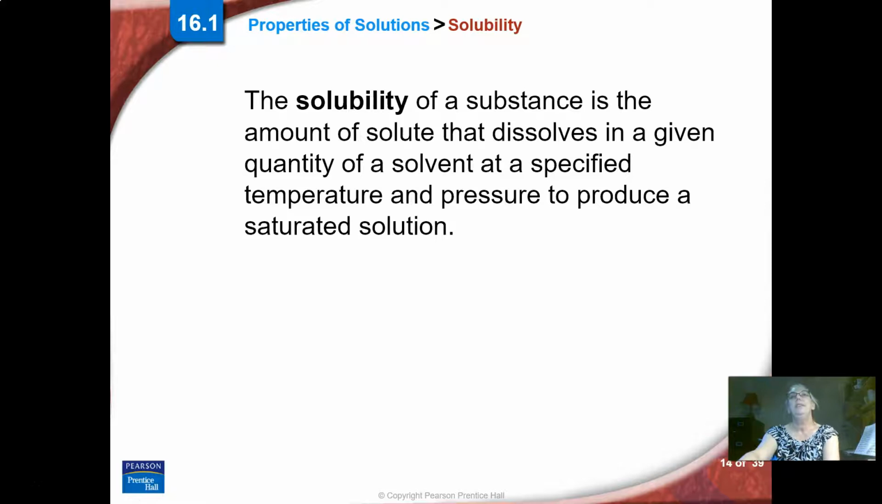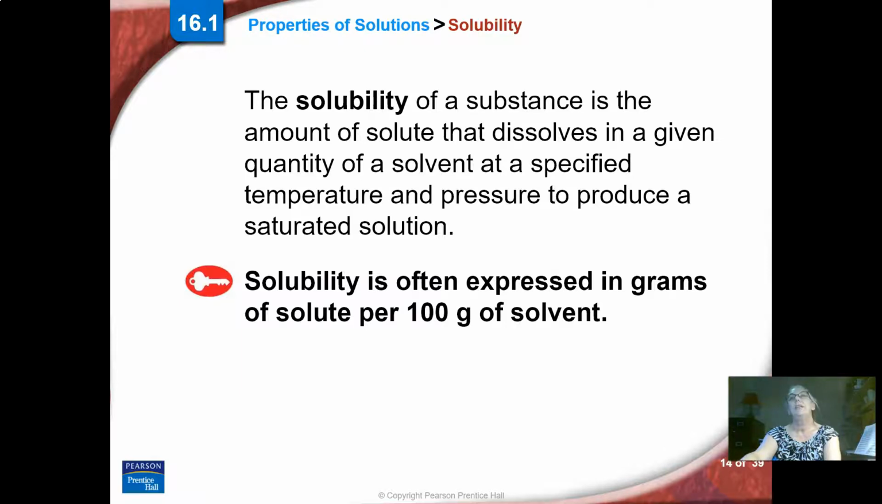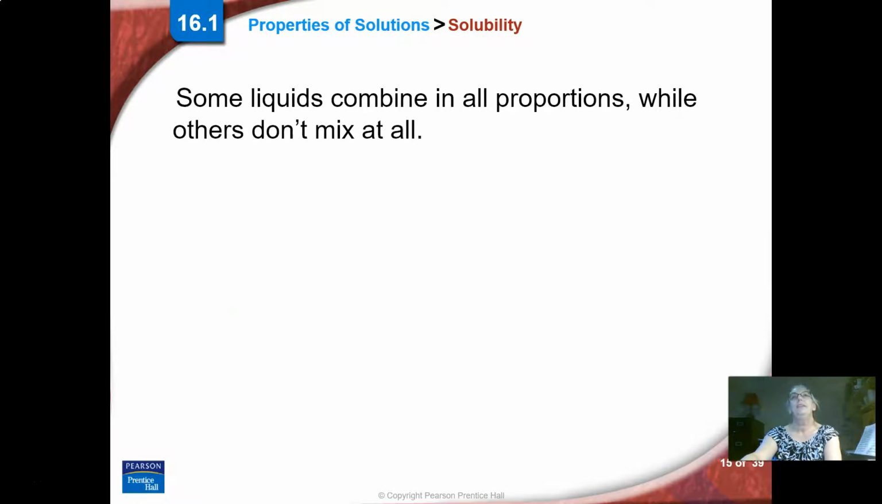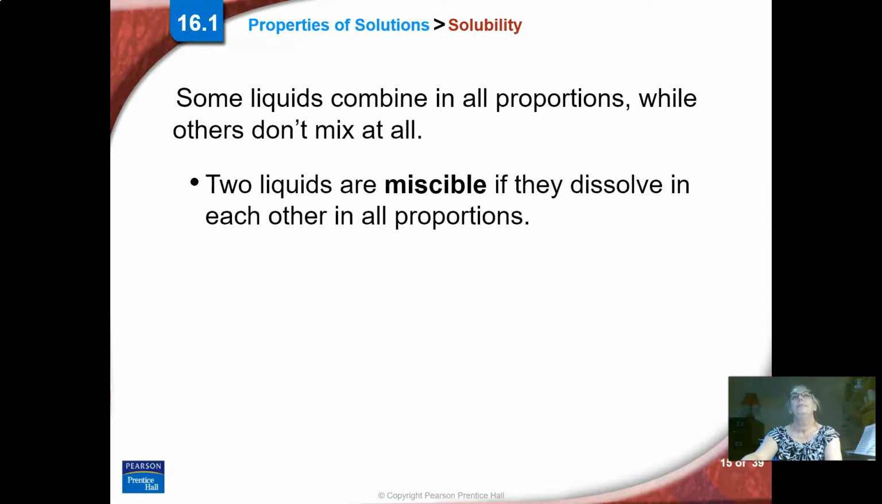So solubility depends on a lot of things, and we usually express it in grams of solute per 100 grams of solvent. Some liquids can combine in all ratios, but others cannot. So two liquids are miscible. If you have two liquids together, you're making a mixture. They're miscible if you can mix them in all proportions, like 1%, or 50-50, or 45-55, whatever proportion, they'll go together. That's called miscible.